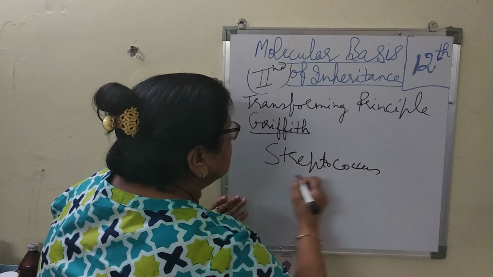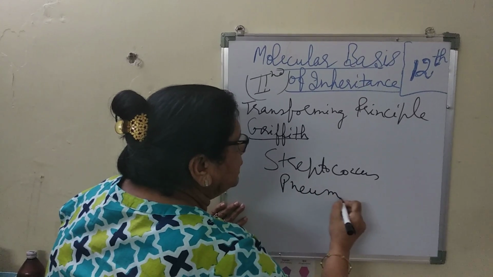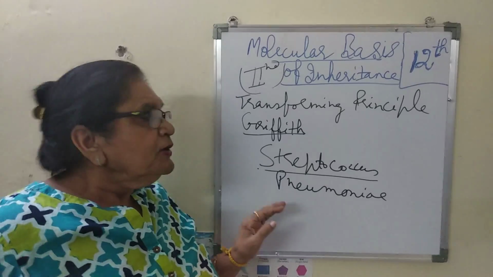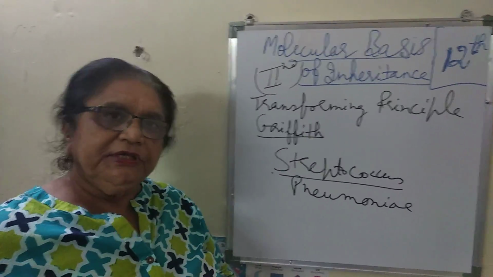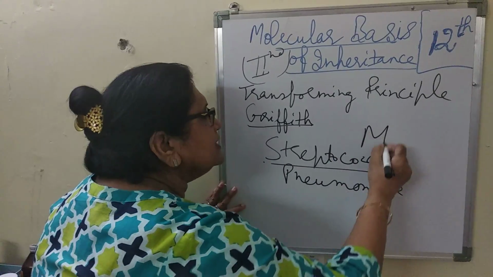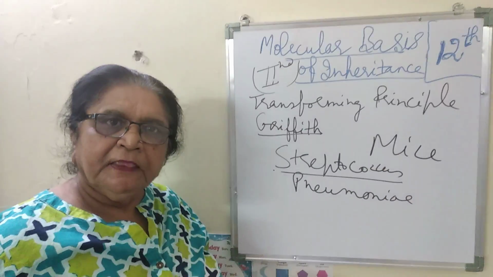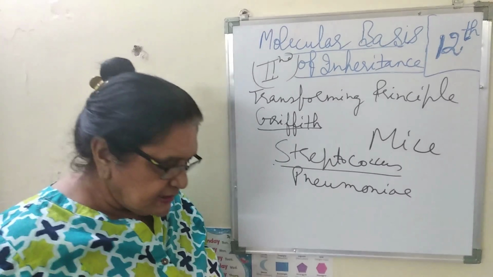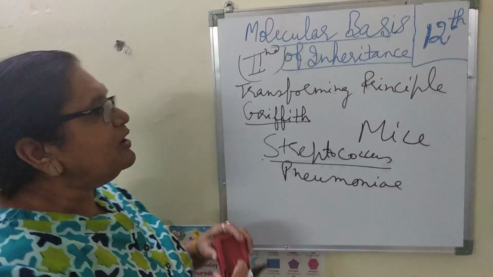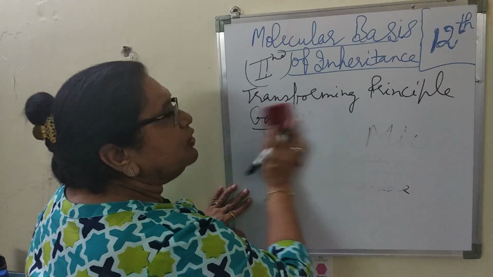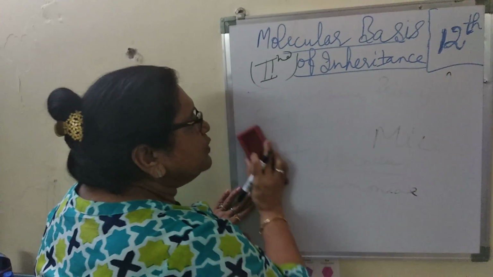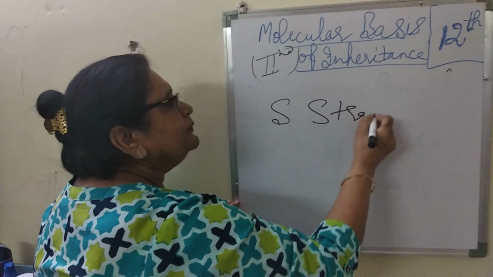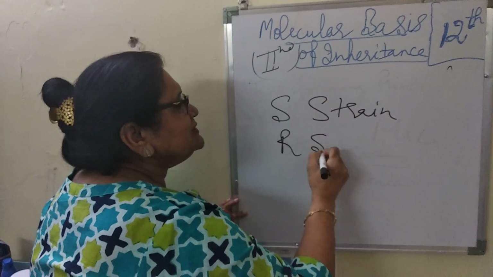Streptococcus pneumoniae, or Diplococcus also. They cause pneumonia in mice, and the experiment was done on mice. So he observed that two types of strains are present, ones that cause the disease and ones that do not. The first one is called the S strain. The second is called the R strain.